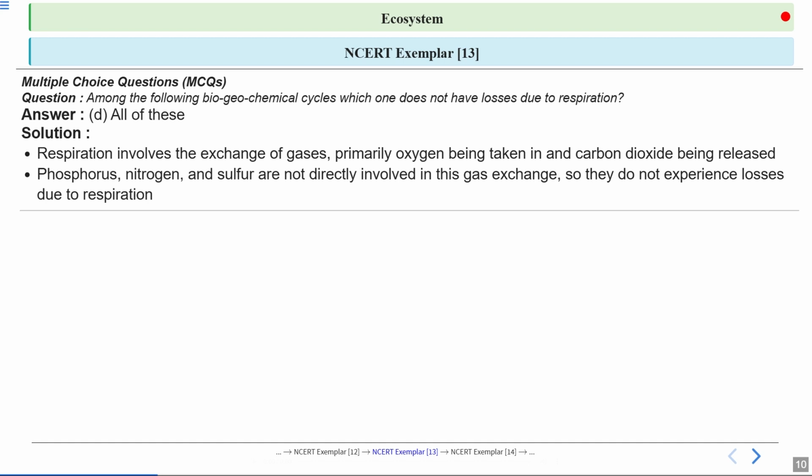Phosphorus, nitrogen, and sulfur are not directly involved in this gas exchange, so they do not experience losses due to respiration. Unlike oxygen and carbon dioxide, which are gases exchanged during respiration, elements like phosphorus, nitrogen, and sulfur are not involved in the gaseous exchange that occurs during this process.